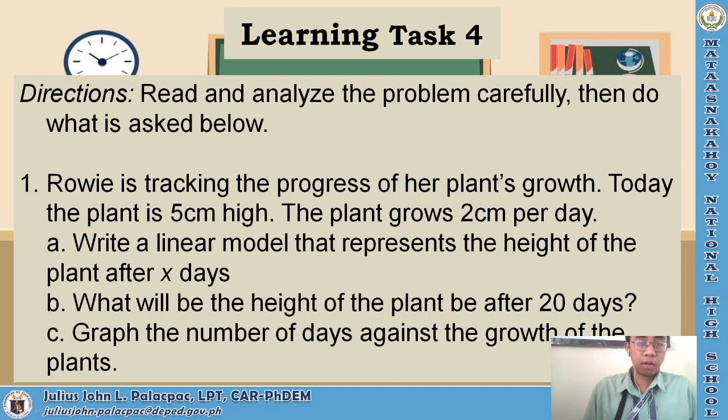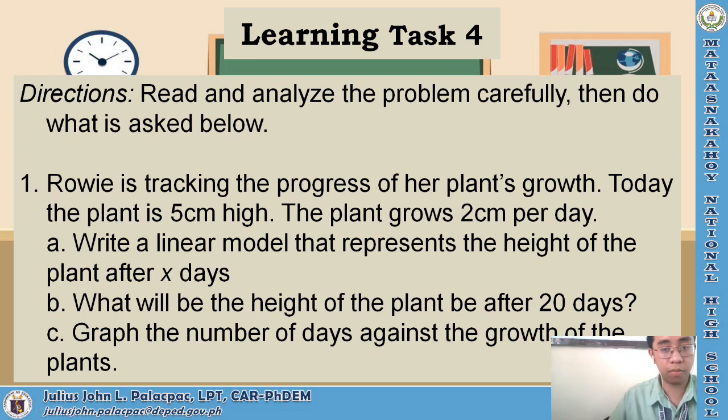Learning task 4. Read and analyze the problem carefully, then do what is asked below. Roe is tracking the progress of her plant's growth. Today, the plant is 5 cm high. The plant grows 2 cm per day. Write a linear model that represents the height of the plant after X days. What will be the height of the plant after 20 days? Graph the number of days against the growth of the plants.